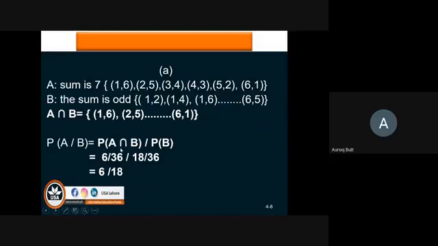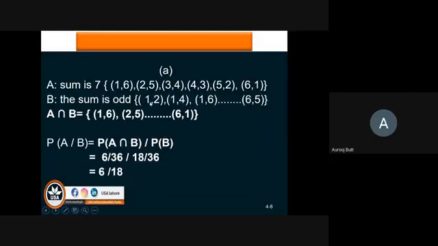According to the definition of probability, the number of sample points common in both A and B is divided by the number of sample points in the entire sample space, which means 36 sample points. So you have the probability of A intersection B equal to 6 by 36. Then comes probability B. Probability B means the probability that the sum is odd.